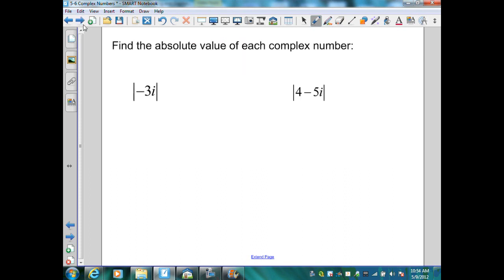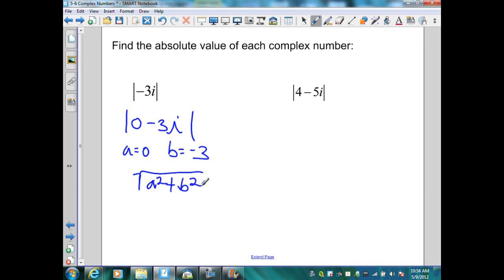Here they want me to find the absolute value of each complex number. Here is the absolute value of negative 3i. If we wrote this in complete complex number standard form, that would be 0 minus 3i. And a would equal 0, b would equal negative 3. And I would use the square root of a squared plus b squared. Substituting in, I'd get 0 plus negative 3 squared. And this would be the square root of 9, and my solution would be 3.